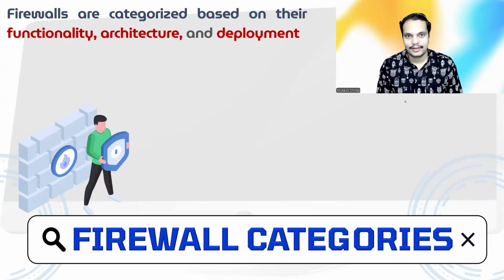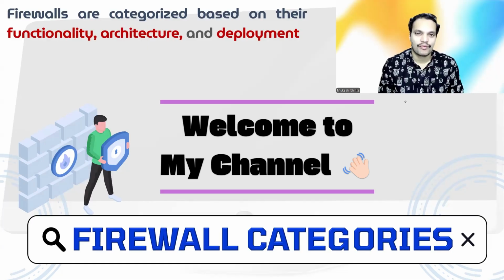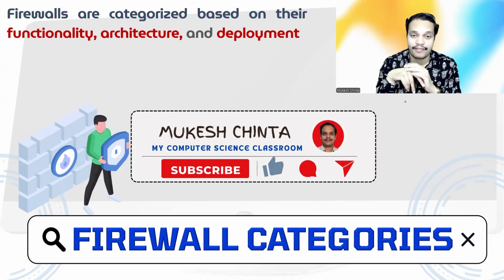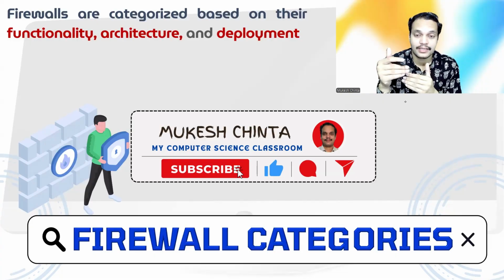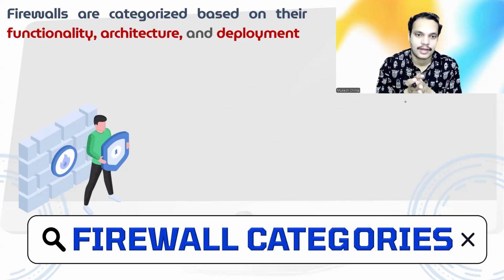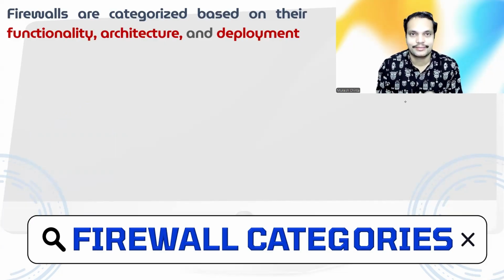Everyone, welcome back. In the last video, we discussed what a firewall does. The next obvious question is, how does it do it? Not all firewalls are built the same. Depending on how they inspect the traffic and where they are placed in the network, firewalls come in different types. In this video, let's discuss how firewalls are categorized and understand where each one fits in modern network security. So let's check it out.